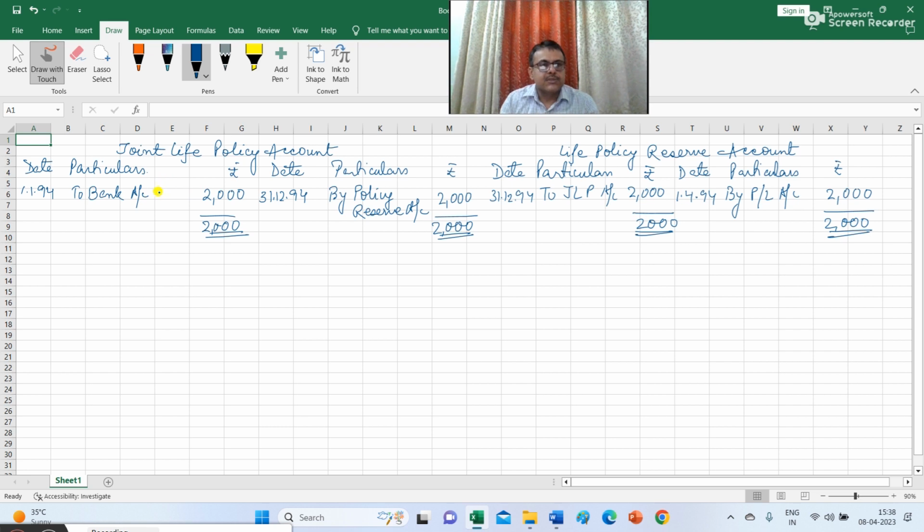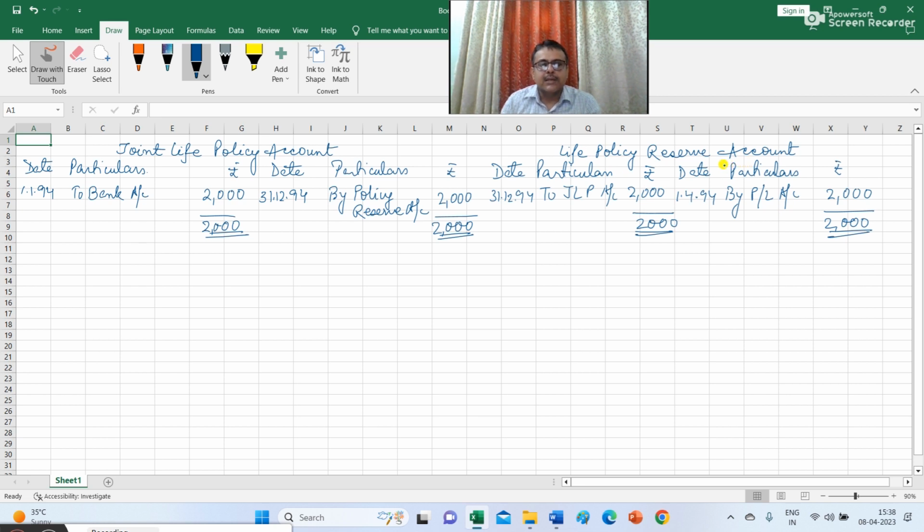So again, I just repeat for your understanding. In the first year, when the amount of premium was paid, the joint life policy account will be debited and bank will be credited. So joint life policy account debit to bank. And this amount you have to transfer from profit and loss account to policy reserve account. So in life policy reserve account, I have to write on the credit side by profit and loss account rupees 2000. Your journal entry is profit and loss account debit to life policy reserve account.